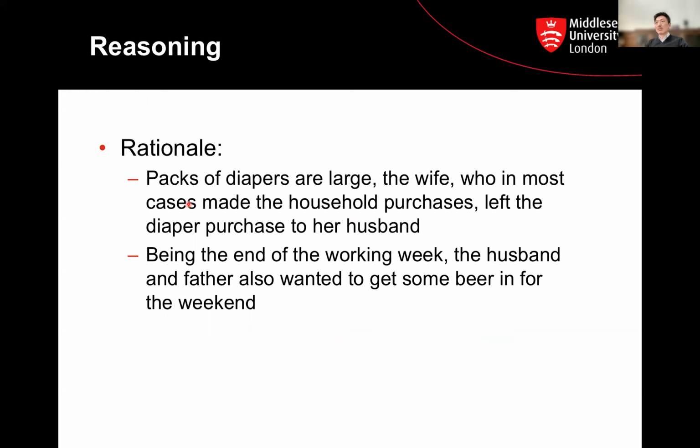So for example, because the nappies are big, they usually come in big packs, so the wife would let the husband do the purchase so he can carry it. And because it's the end of the working week, the husband probably also wants to get some beer for the weekend as well. So this is one of the hypotheses explaining why lots of men would buy nappies and beer together on Friday evening.